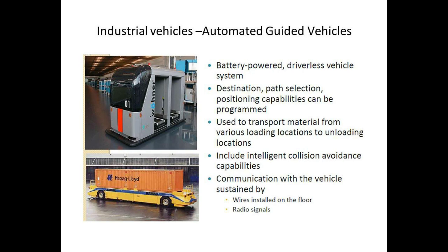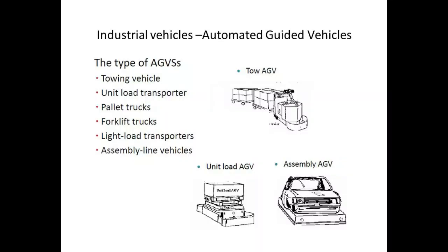There are different types of AGVs, like the conventional material handling, like the different types of lifts we are using. The towing vehicle: in the front we have the AGV, and we have different trolleys towed behind this AGV, and it follows its path and gives travel to these trolleys. It could be a unit load transporter, like this unit load AGV, if you can see here down. And the other one is the assembly AGV.